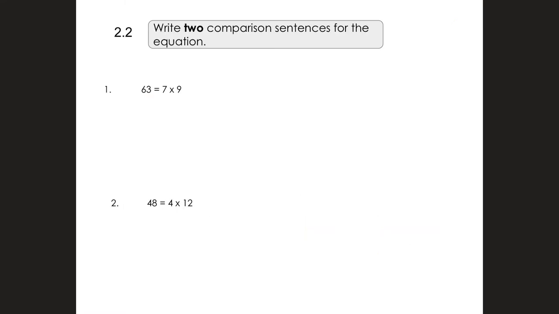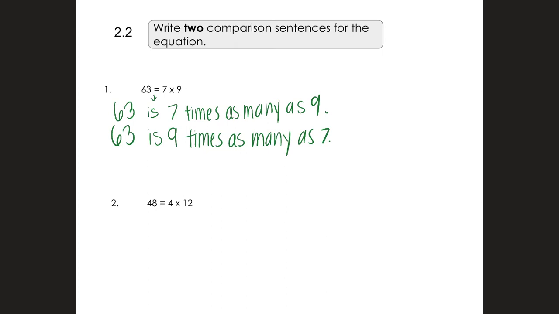Write 2 comparison sentences for the equation. 63 equals 7 times 9. I can say 63 is 7 times as many as 9, or I can say 63 is 9 times as many as 7. Remember that the equal sign means you should write is.